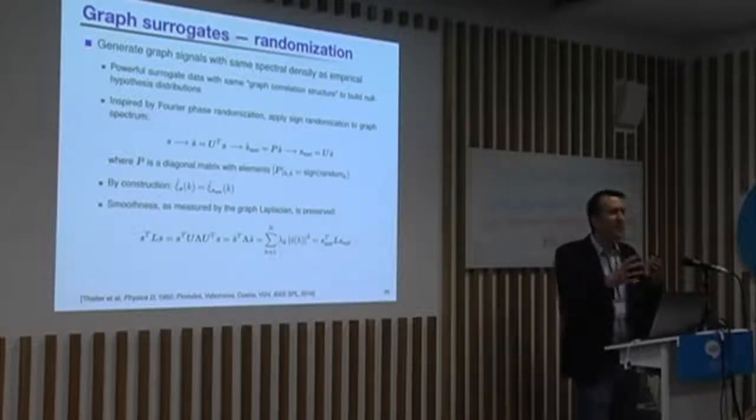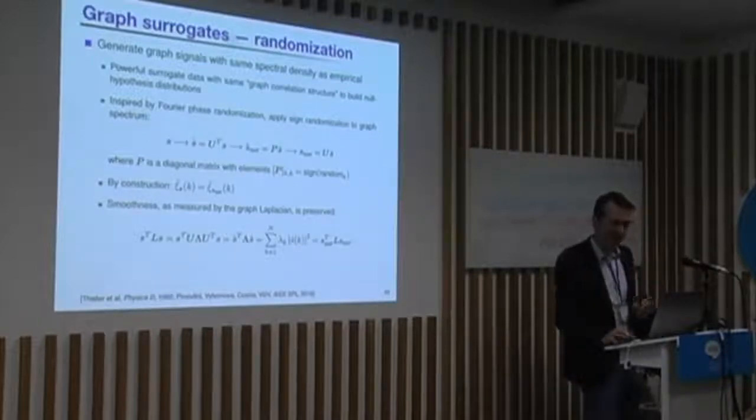These graph signals look realistic in terms of smoothness, right? Because they have, by construction, the same smoothness as the empirical ones.